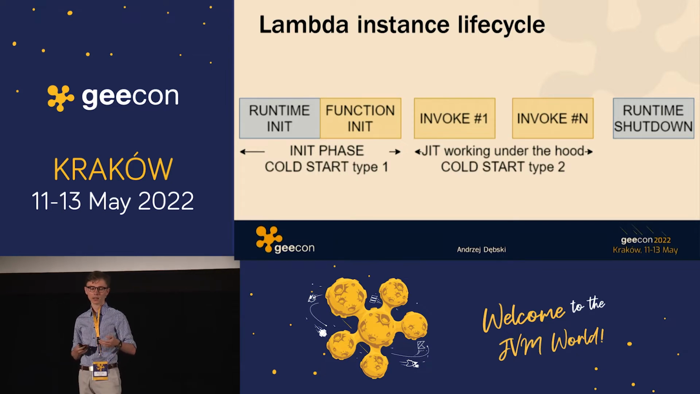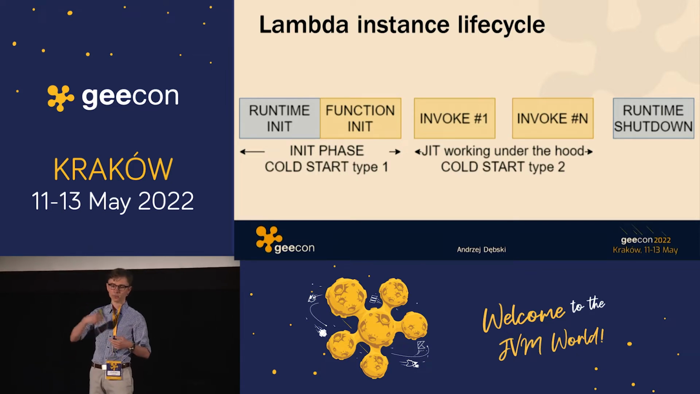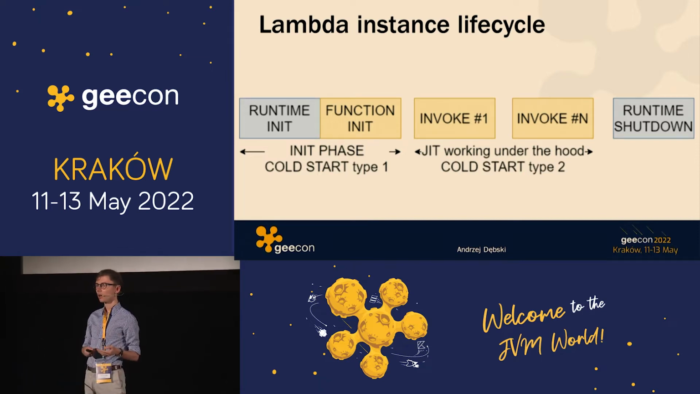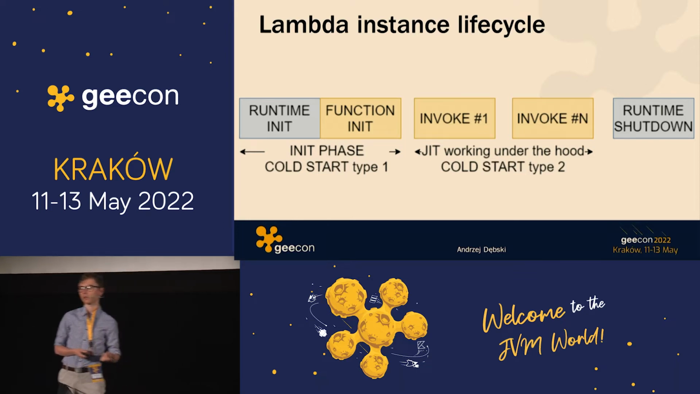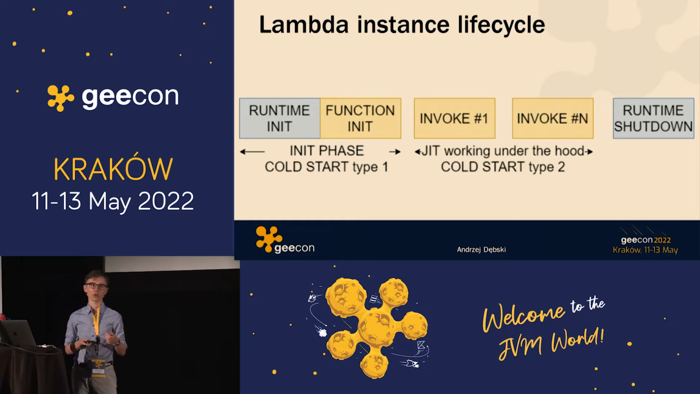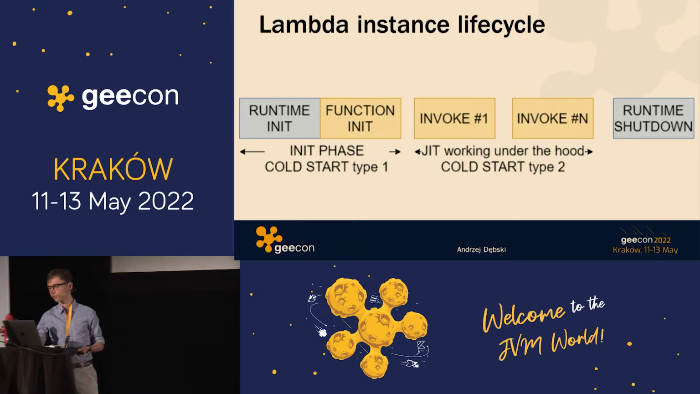That means that initially, a couple of initial hundreds or thousands, depending on the JIT compiler, of the first passes through your code will be much slower than the subsequent ones. So again, your clients will see the effect of that. And this is something I'm calling in this presentation cold start type 2.